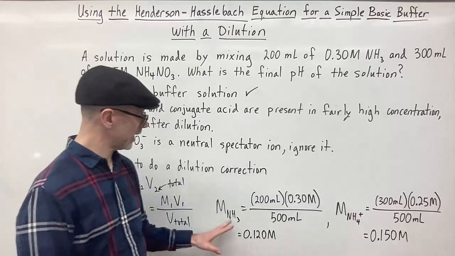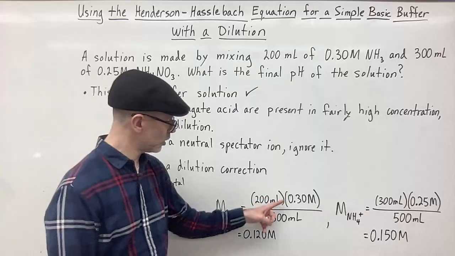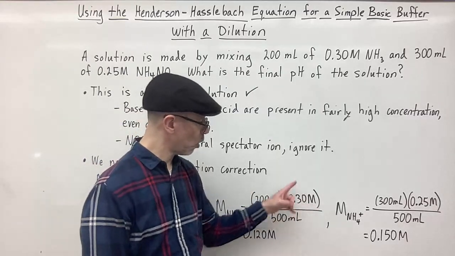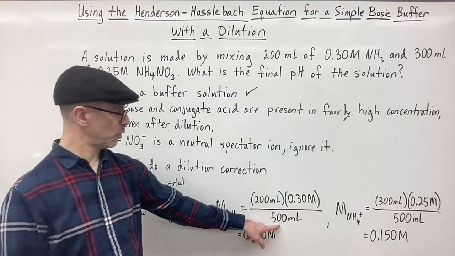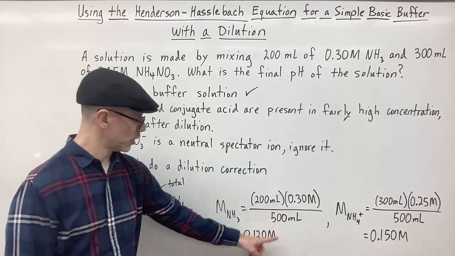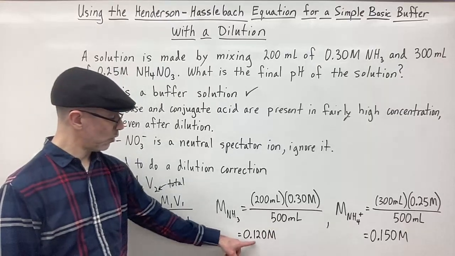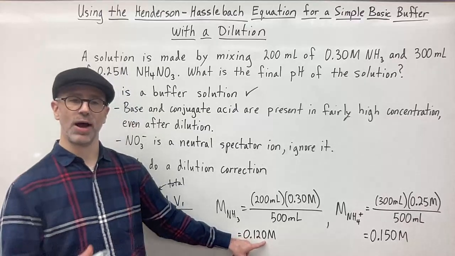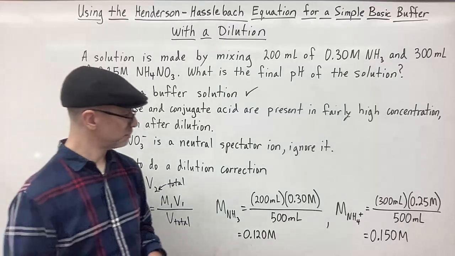So when we plug in the values for the molarity of NH3, we have 200 milliliters multiplied by 0.30 molar to start with. We divide by the total volume we end with when we mix them together, which is 500, and we get a new molarity of the ammonia at 0.120 molar. The 0 is added to avoid rounding errors, but again, we are limited to 2 sig figs here.